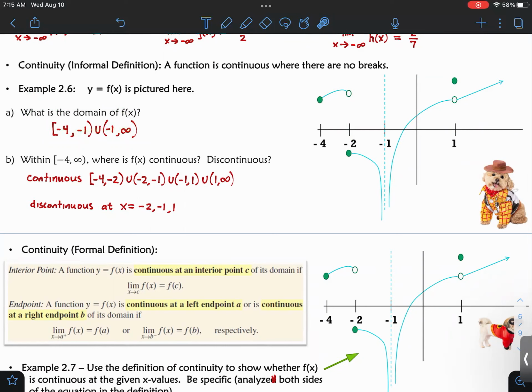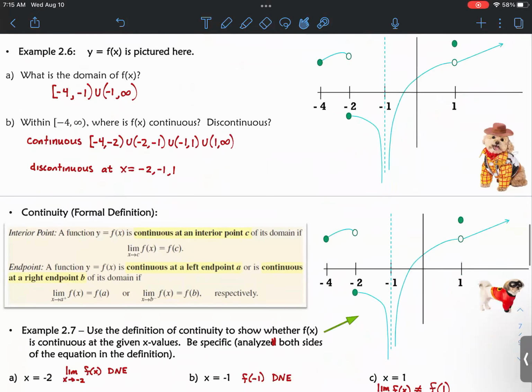However, domain and continuity aren't exactly the same thing. A function can be defined at certain locations without actually being continuous. Like at 1, for example, the function's defined. There's just a hole at this single point off by itself there. Same at the jump here. The function's defined at -2, but we're not continuous. So my interval for continuity is a little different than my interval for the domain.